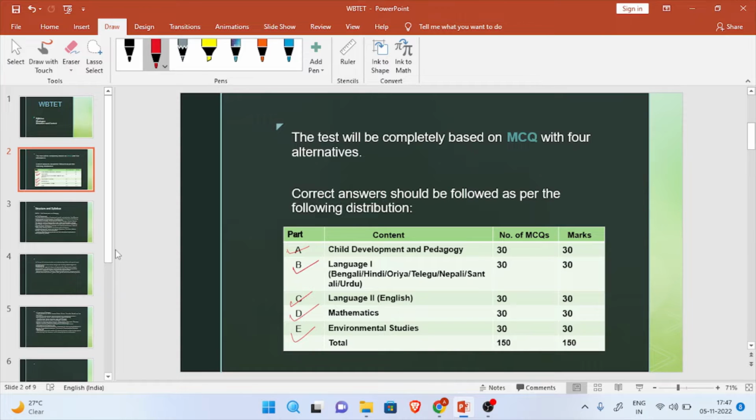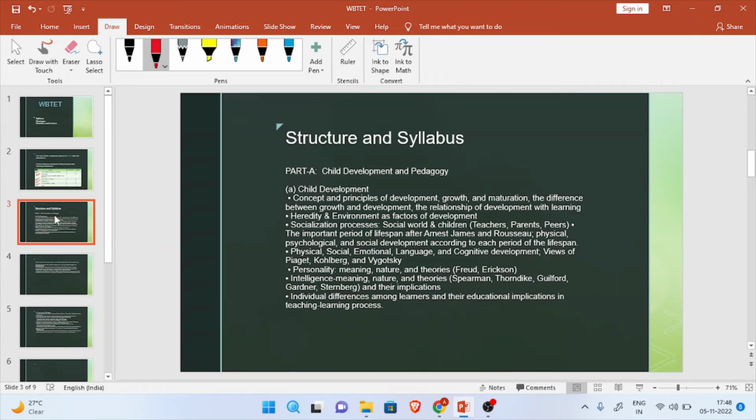One thing you should remember, or keep in your mind, is that within language, mathematics and environmental studies, you will have their pedagogy too. I mean, with Bangla, you have to learn Bengali pedagogy. With English, you have to learn English pedagogy. In mathematics, you have to learn mathematical pedagogy with this subject, and the same thing for environmental studies too. So this is a very vital thing that you need to keep in your mind. So let's get into the syllabus.